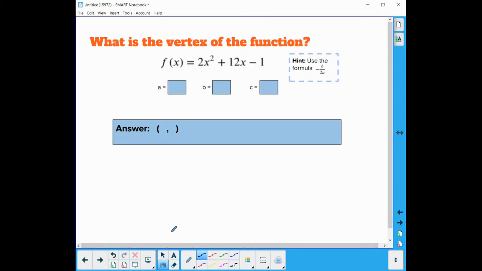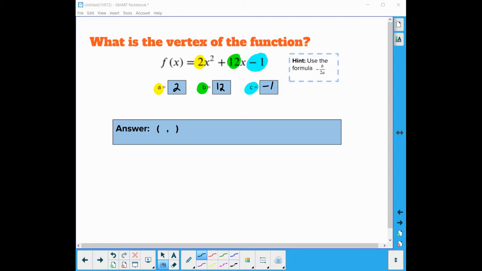For this one, they want us to find the vertex of the function. So first we want to identify a, which is the number in front of x squared, b, which is the number in front of x, and c, which is the constant. And I always include any negative or subtraction signs as part of my value. So for this, a is positive 2, b is positive 12, c is negative 1.